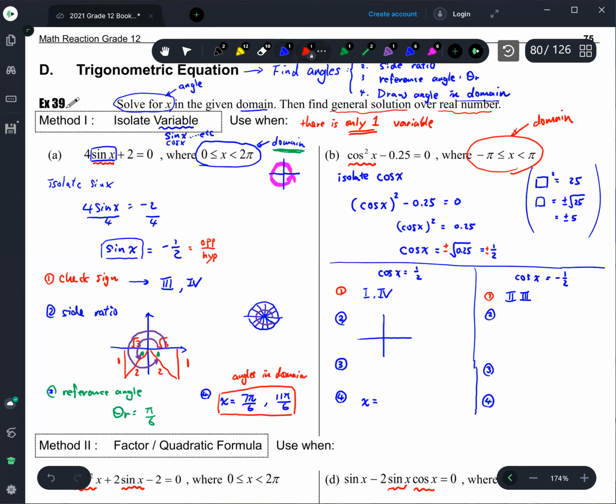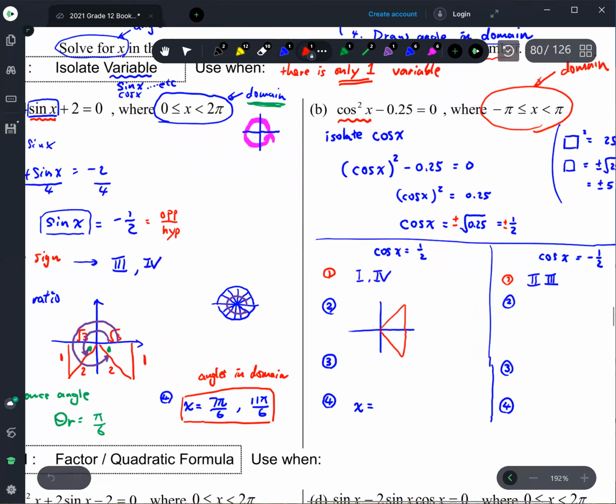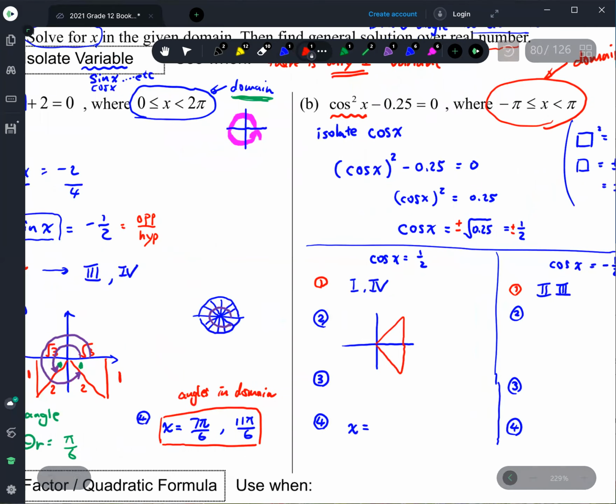So quadrant 1 and 4, 1 will be here, 4 will be down here. Fill in the sides. Adjacent over hypotenuse. Reference angle.